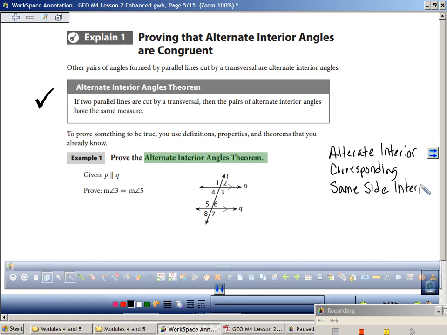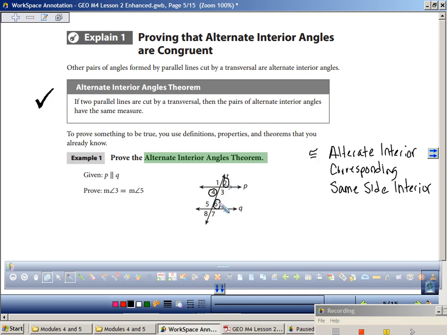I had somebody say in the other class that alternate sounds to them like the same thing as vertical, like the opposite side. So alternate would be, just like 4 and 2 are vertical, 4 and 6 are alternate. See how one's up, one's down, alternate. That's how he remembered it. So just like vertical angles are congruent, alternate interior angles are also what? Congruent.